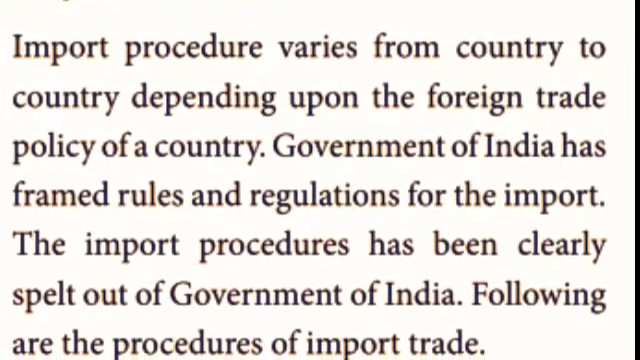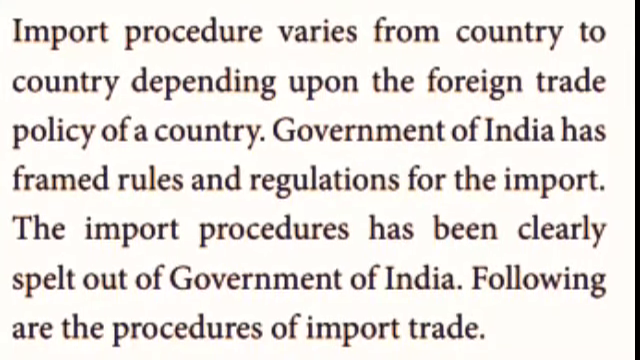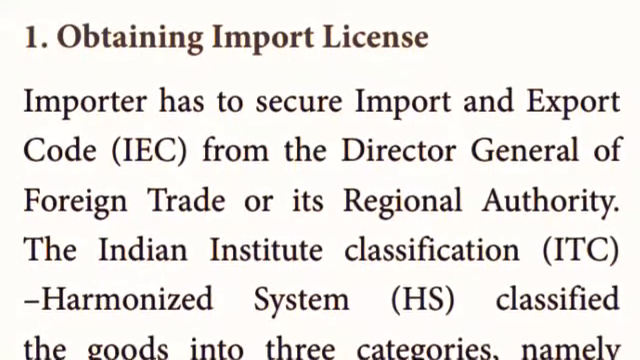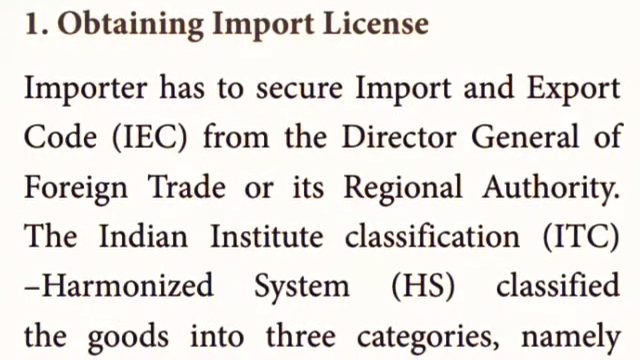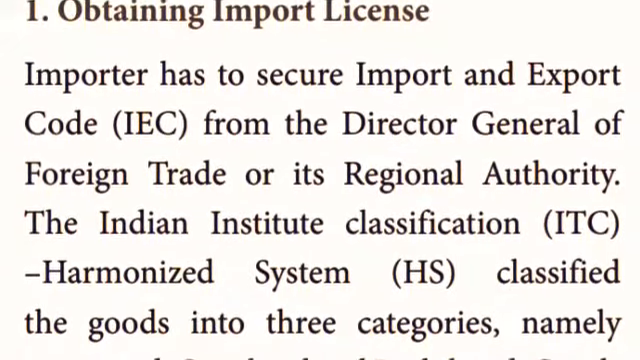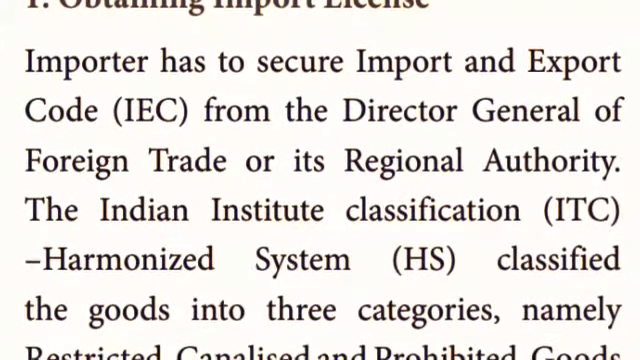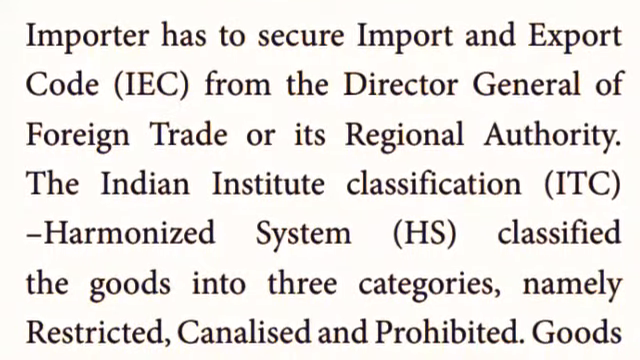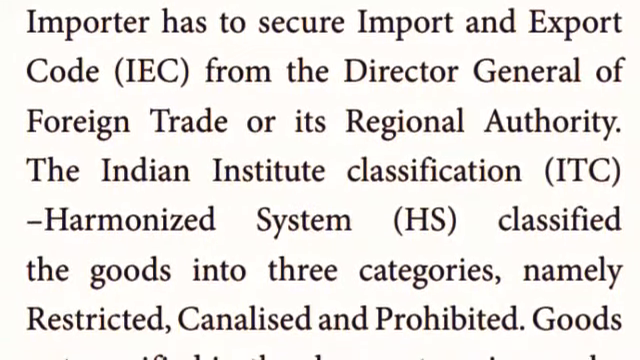Next one, obtaining the import license. The importer has to secure the Import Export Code, IEC, from the Director General of Foreign Trade or a regional authority. The Indian Trade Classification, ITC, Harmonized System, classifies the goods into three categories, namely restricted, canalized, and prohibited.